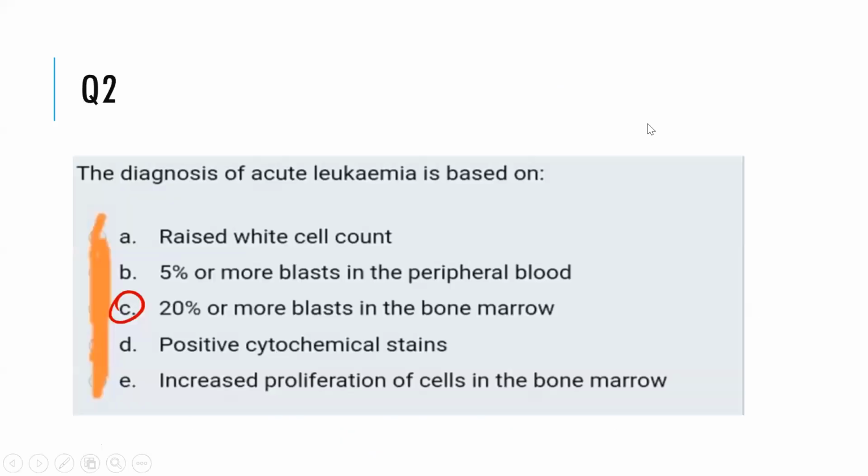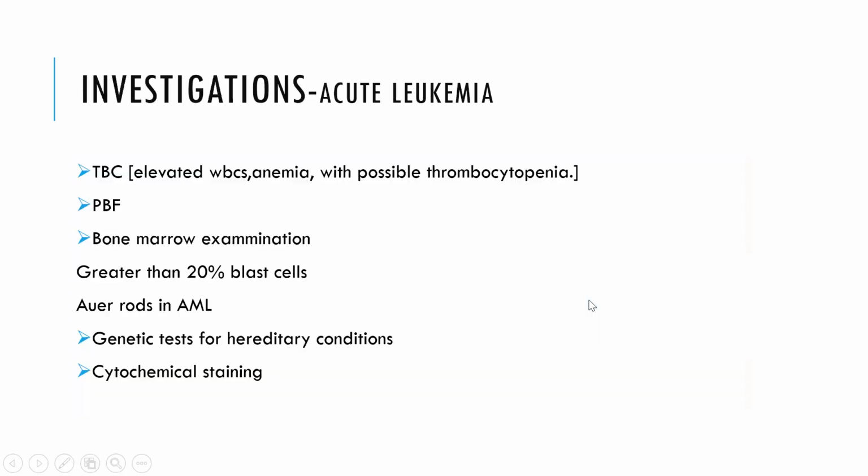Next question. The diagnosis of acute leukemia is based on. So it is said that the definitive diagnosis for acute leukemias is based on the blast cells. So the percentage is what you need to pay keen attention to. It's 20% or more blasts in the bone marrow. That's what is used to diagnose acute leukemia.